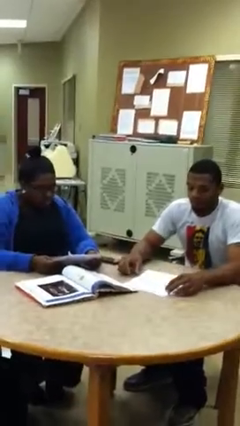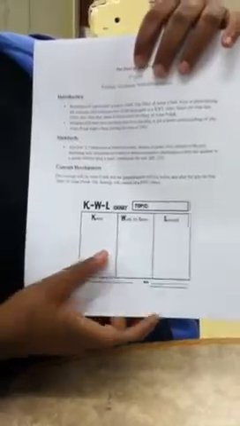Okay, today the concept development will be a KWL chart on Anne Frank, and this is how the KWL chart is supposed to look. Right here. In the first box, you will put what you know about Anne Frank, what you want to know about Anne Frank, and what you learned about Anne Frank.